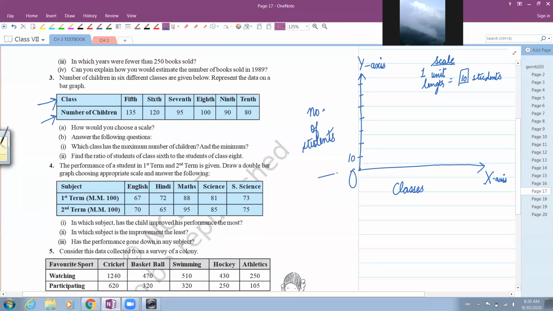So from here, this is 0. Where capital O is marked, there will be 0. The next mark you put will be 10. After that, 20. We can also take 15. Yes, you can also take 15 because most of the numbers here are multiples of 15.